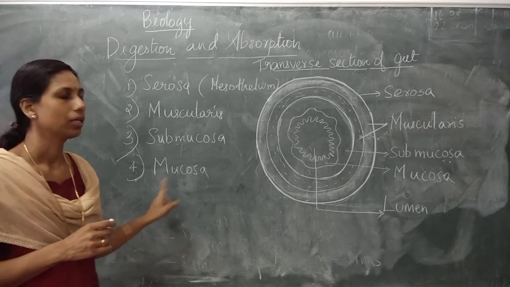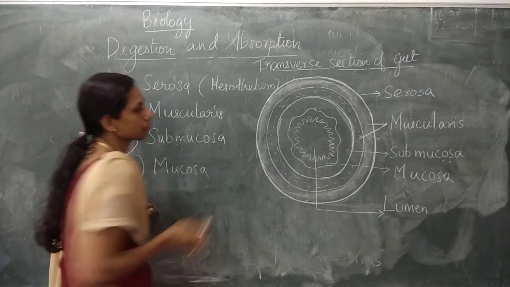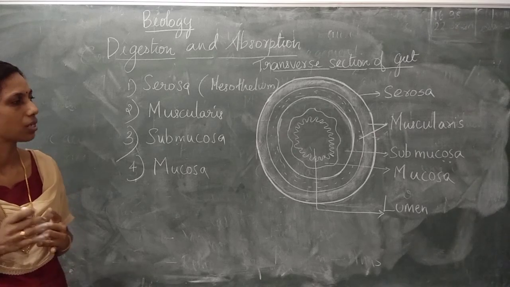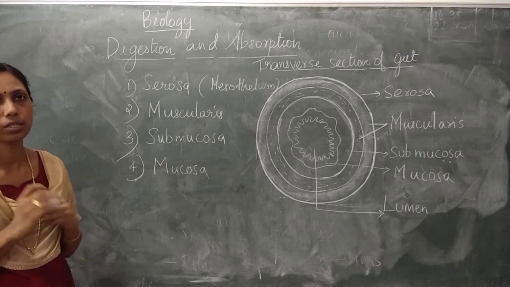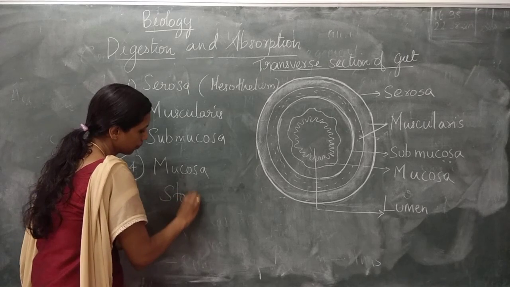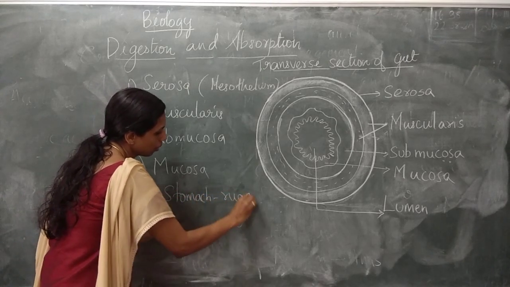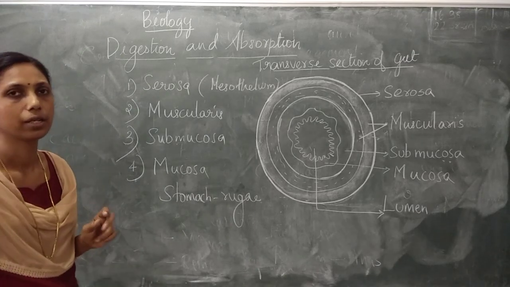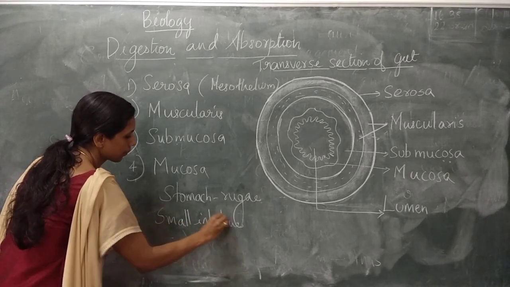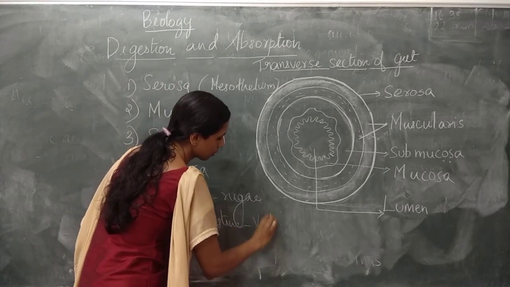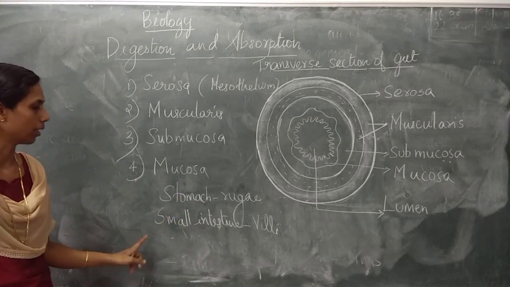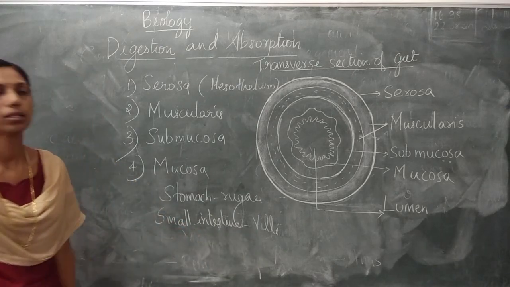And coming to the mucosa layer, the innermost layer, inside the stomach this mucosa layer has its own modification. That is, it forms rugae, small foldings inside the stomach which help in the churning of the food and the digestion. So inside the stomach it forms rugae, and inside the small intestine, we have studied, finger-like formations called villi. This mucosa layer forms rugae inside the stomach and finger-like projections called villi in the small intestine.